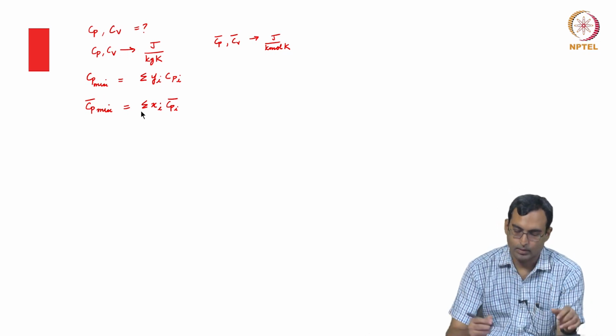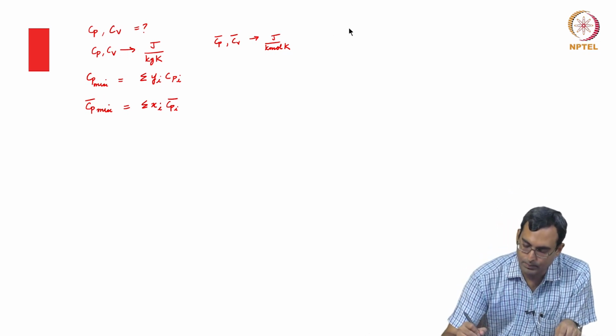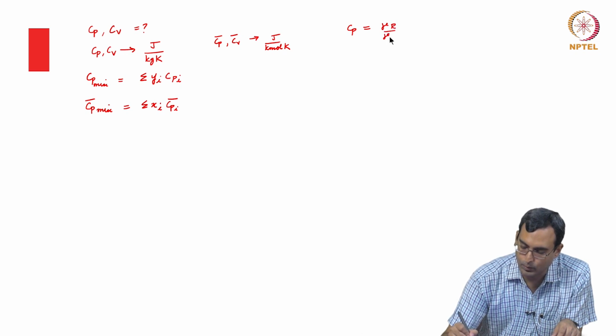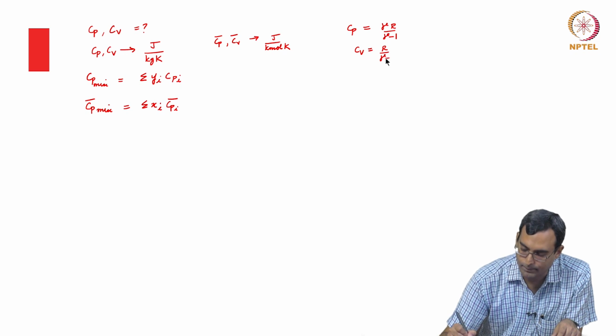What I am going to do over here is find out Cp and Cv individually for the gases first. So, Cp is given as gamma into R by gamma minus 1, and Cv is given as R by gamma minus 1.